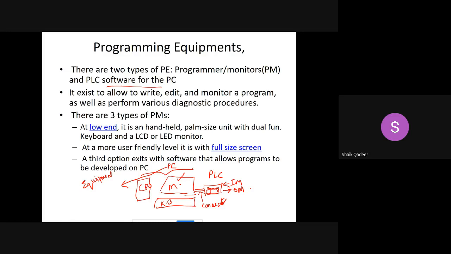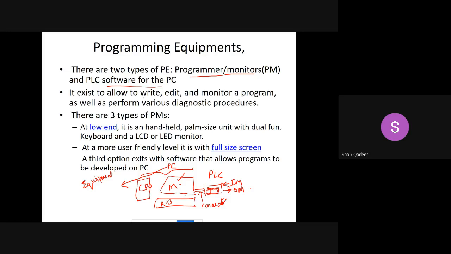There are two types of programming equipment which can program a PLC. One is a handy type of programming equipment, another is a full-fledged personal computer equipped with the software. Okay, this is one way of giving programming equipment information. Second thing is, what exactly is the purpose of programming equipment?